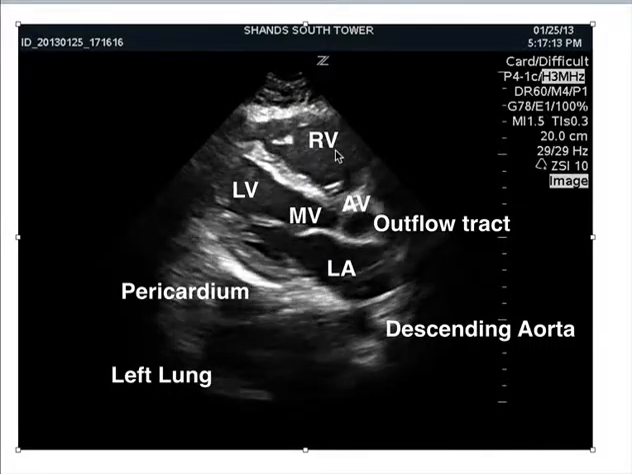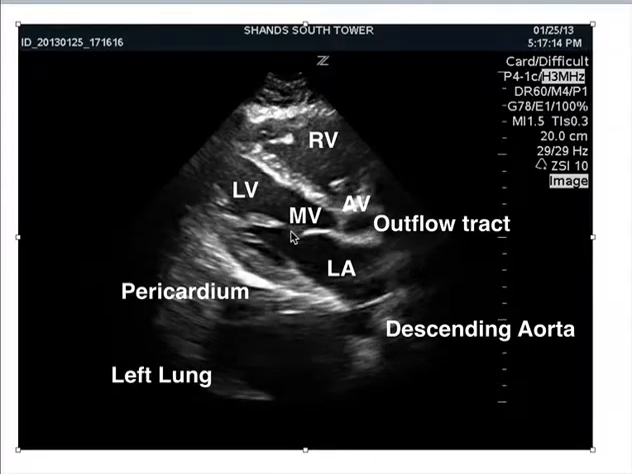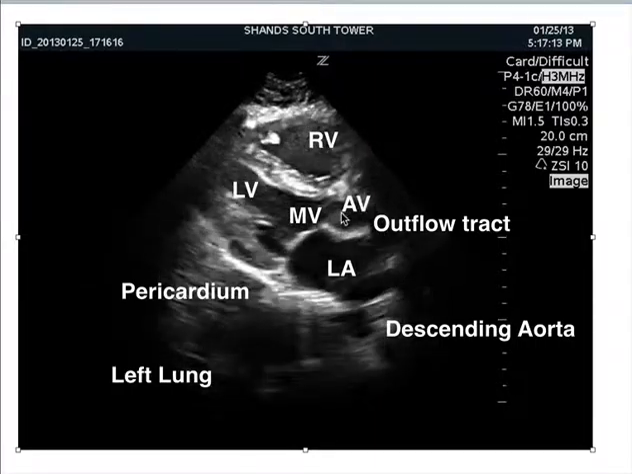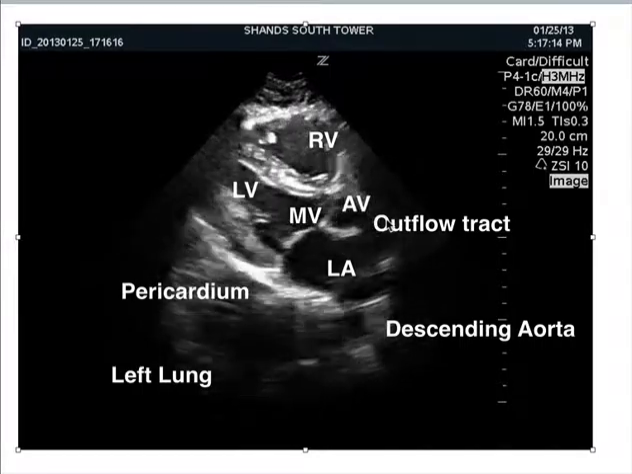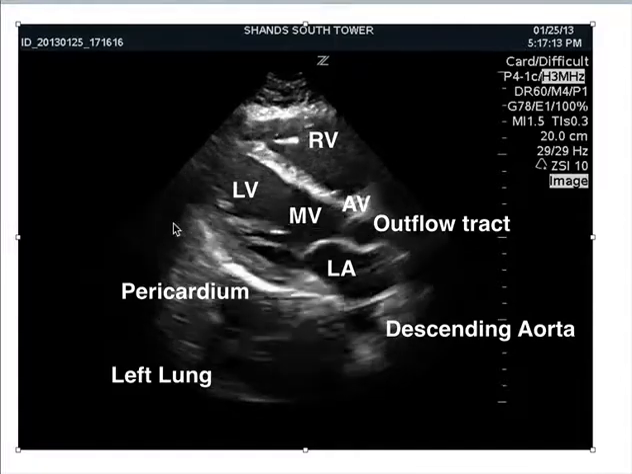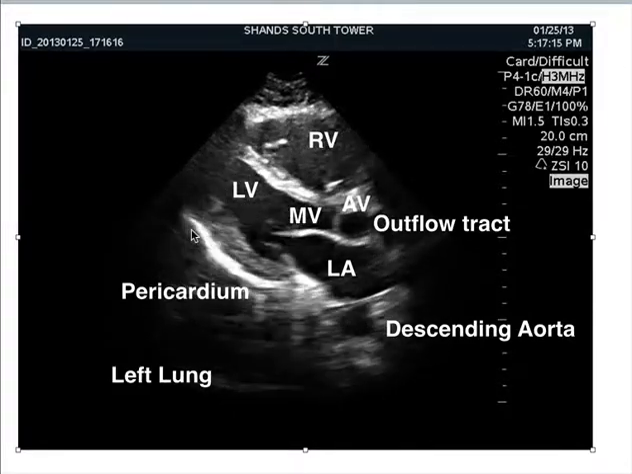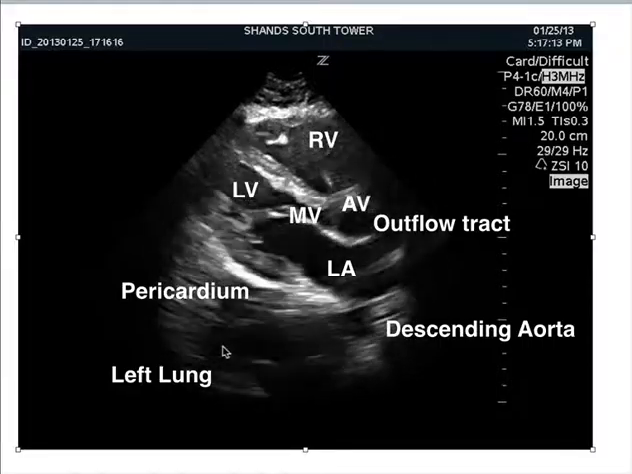So again, you see the right ventricle, the left ventricle, you see the mitral valve, the aortic valve, the aortic outflow tract, the left atrium, the left ventricle, the pericardium, which is a broad hyperechoic line. You see the left lung, and sometimes you can see a left pleural effusion back here.